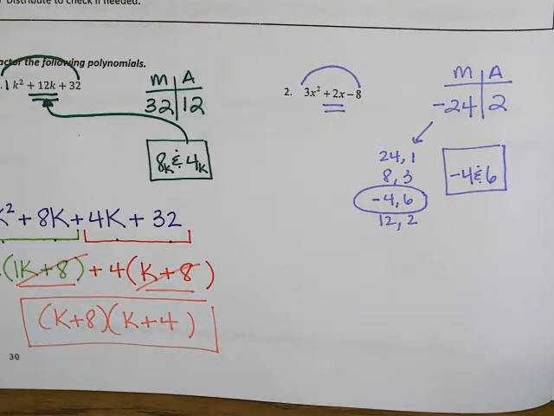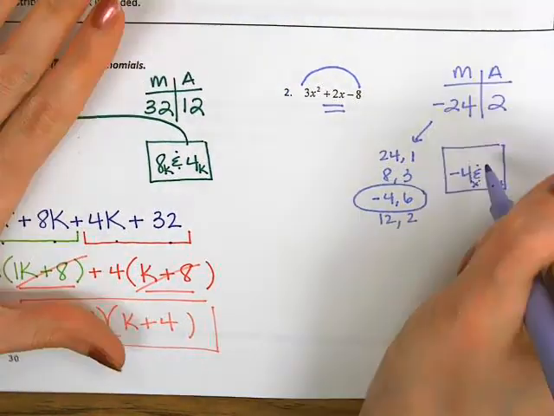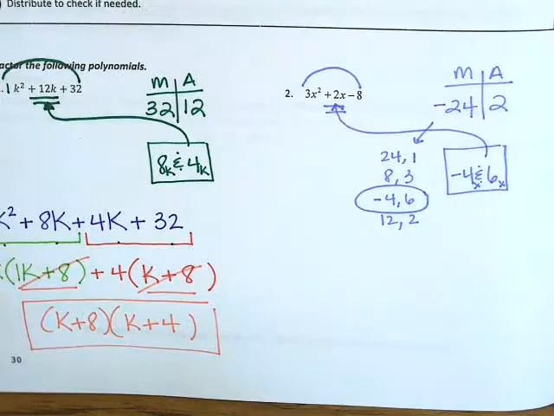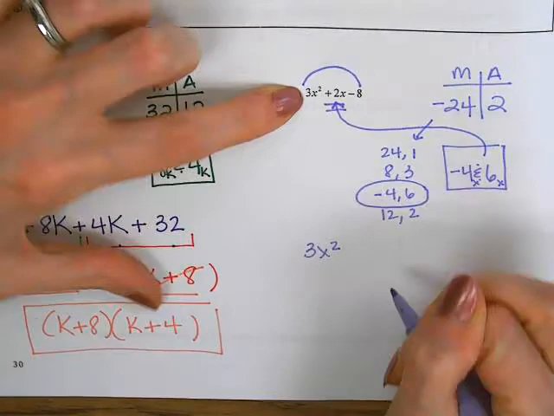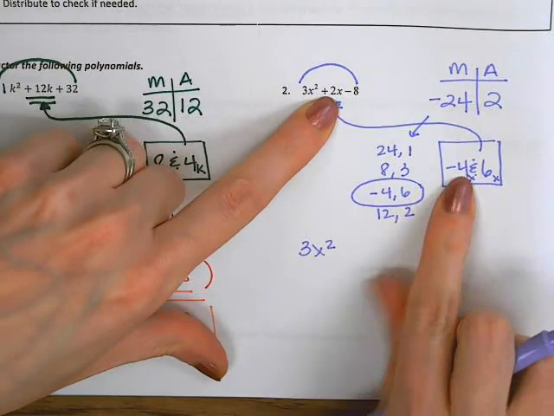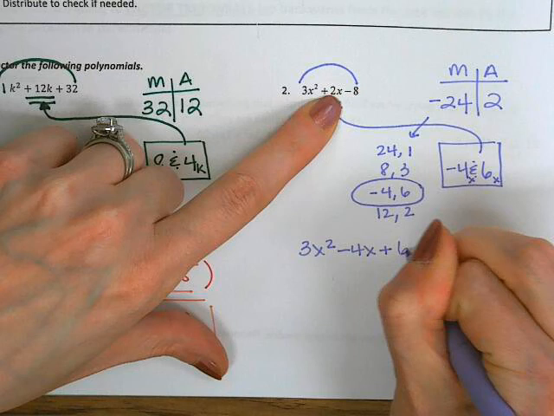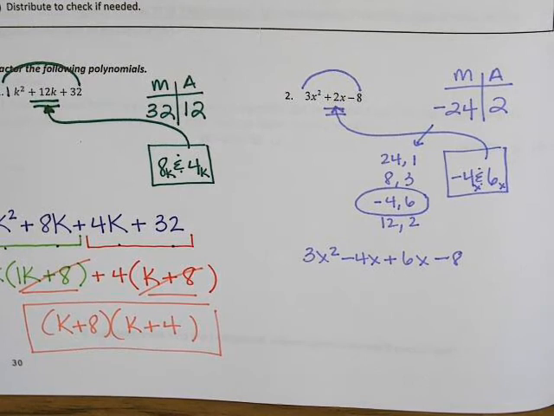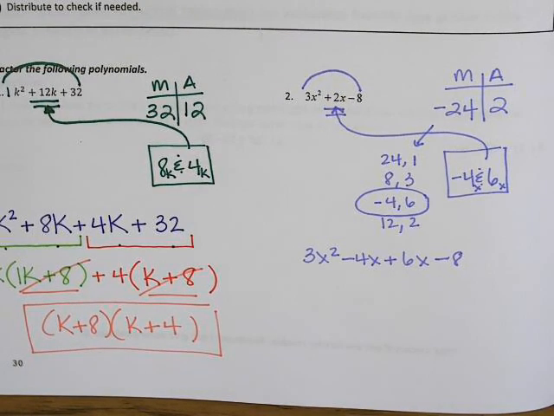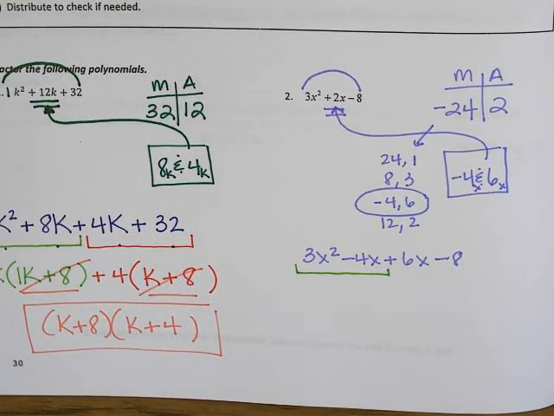We give them each a variable. Since these are x's, we're going to give them both an x, and we're going to plug them in to replace the middle term. So now it's 3x squared minus 4x plus 6x and then minus 8. So you're replacing the middle term. Now that we have 4 terms, we can factor by grouping.